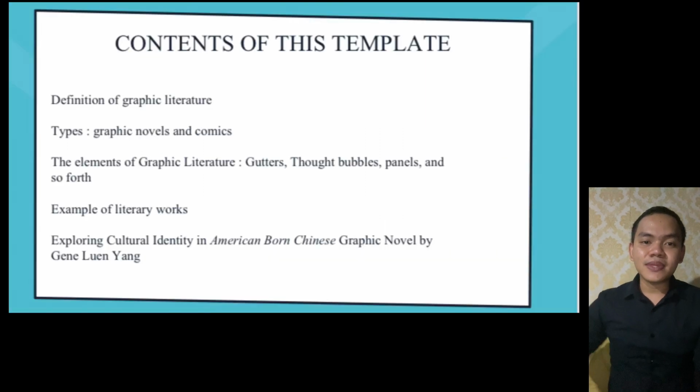Let's begin. And here's the table of contents that I would like to present to all of you. First, I would like to talk about the definition of graphic literature, then the types of graphic literature, the elements of graphic literature, and also examples of literary works. And last but not least, I also would like to discuss exploring cultural identity in the American Born Chinese graphic novel by Gene Luen Yang. Let's begin.